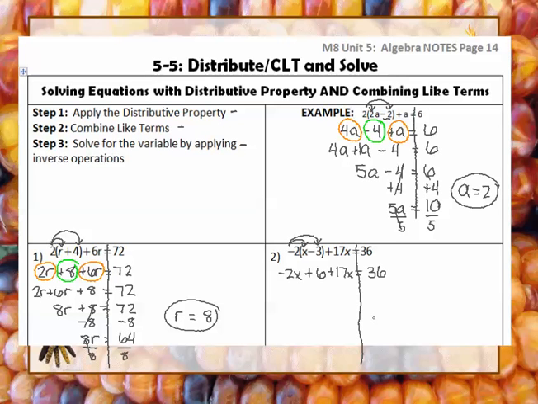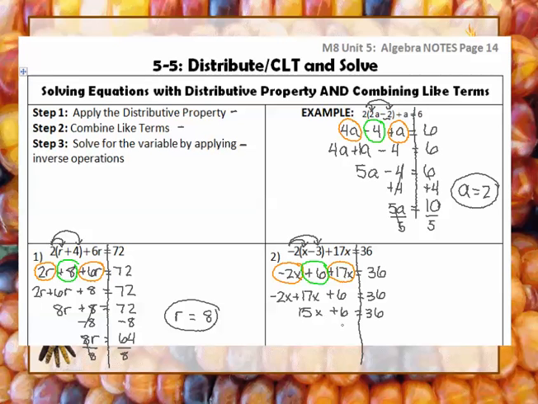Now that I've distributed, I need to ask myself, do I have combining like terms? In this case I do. I have negative 2x, positive 17x, and a constant of positive 6. I'm going to rewrite those so the letters are first: negative 2x plus 17x plus 6 is equal to 36. Negative 2x plus 17x gives me 15x plus 6 is equal to 36.